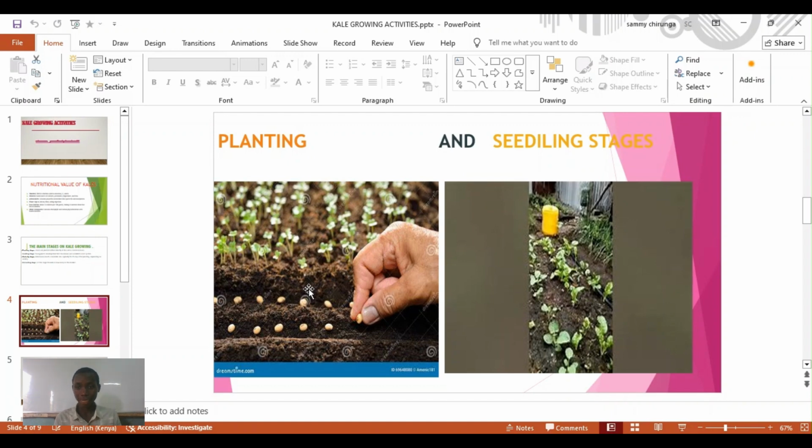Now to the seedling stage. As we have said, it is where the first leaves of the kale are showing up or sprouting, and also the roots of the first kales are rooted into the ground. As you can see, the kale leaves are now starting to grow.